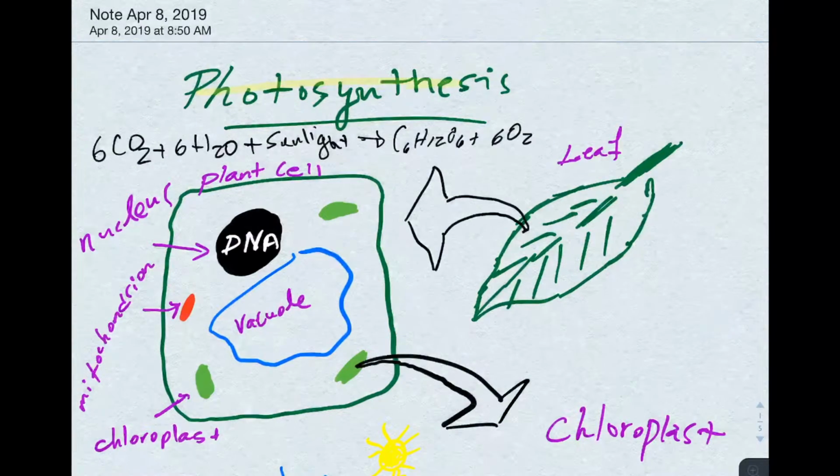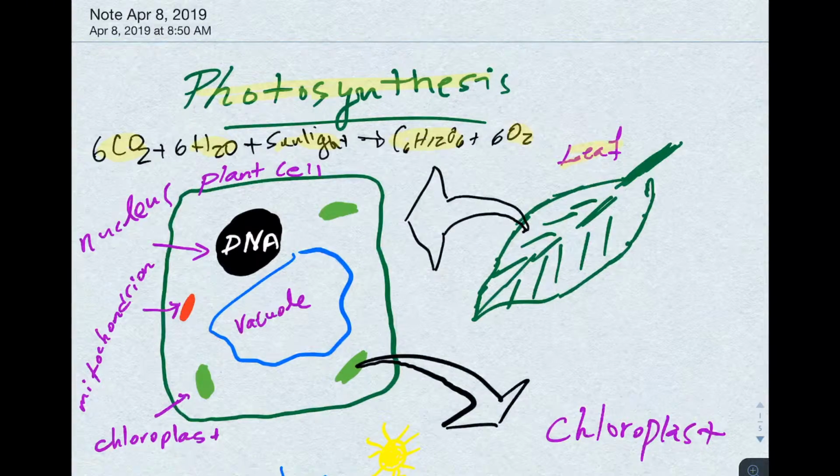We are looking at photosynthesis, which, if you recall, is when a photosynthesizing cell can take carbon dioxide from the atmosphere, water, and the energy from sunlight, and make glucose, which is C6H12O6, as well as oxygen.